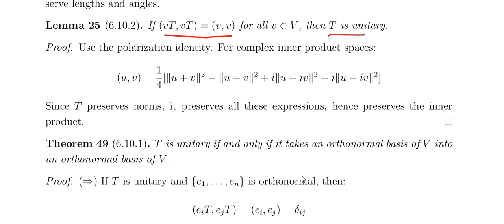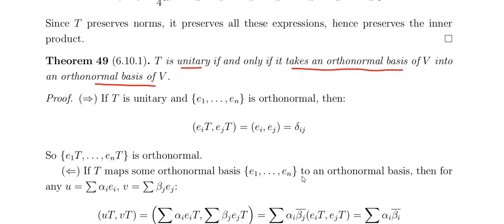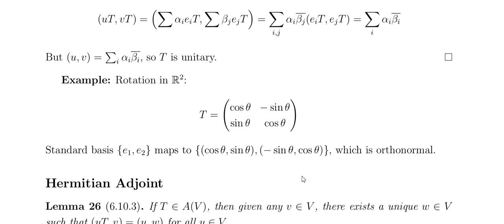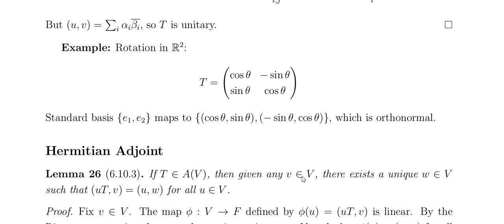Then T is unitary if and only if it takes an orthonormal basis of V into an orthonormal basis of V. That is called T is unitary, a very important result. So in R2, T is defined as the matrix cos theta, minus sin theta, cos theta. The basis e1, e2 under the map is orthonormal. A very famous example.